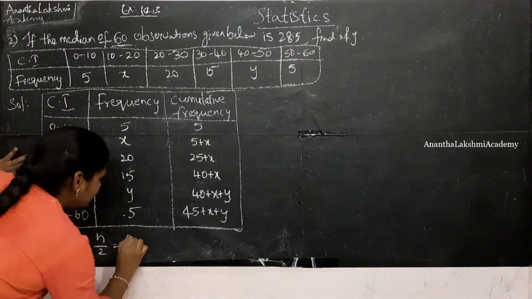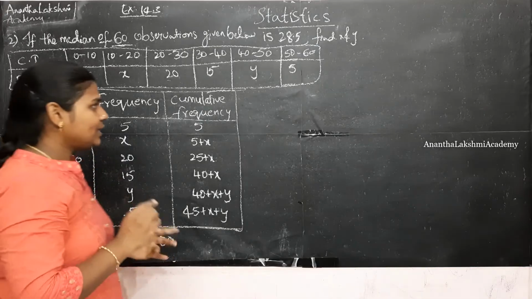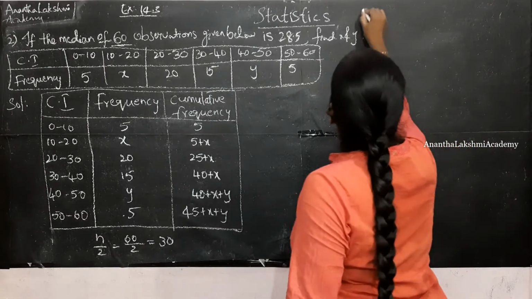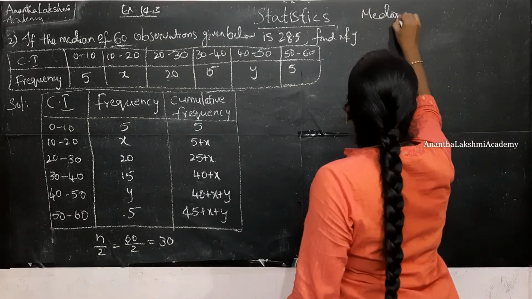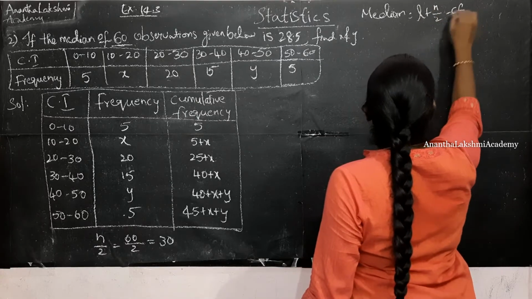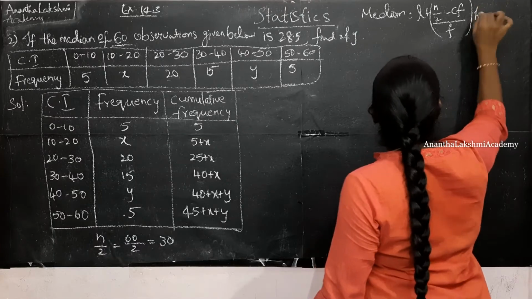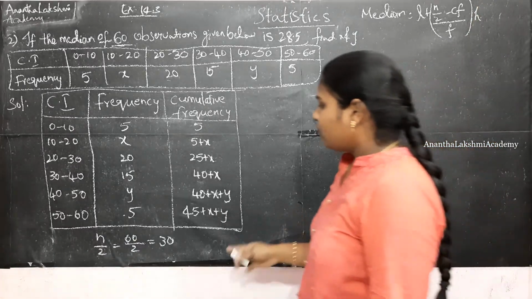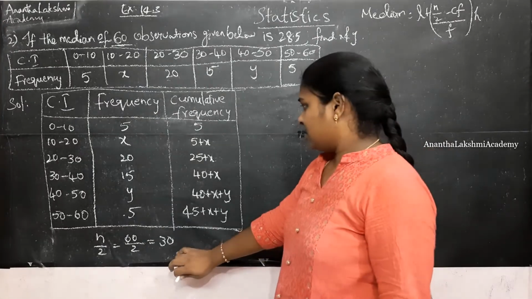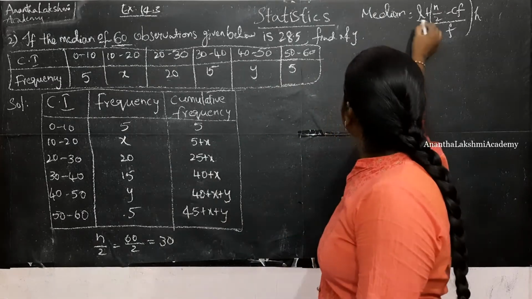So n by 2 will be 60 by 2, which is nothing but 30. Okay, now let us apply the median formula here. Median is equal to L plus (n by 2 minus cumulative frequency of the preceding class) by frequency of the median class, into H. Now we need to figure out the median class here.